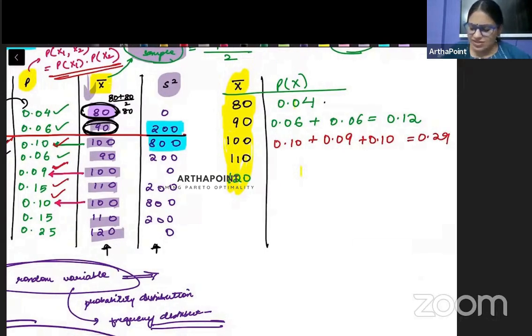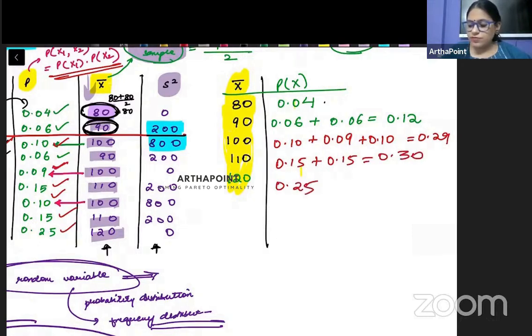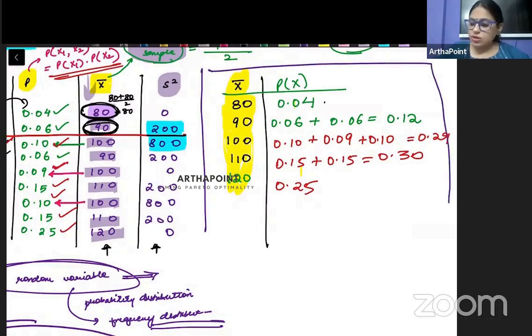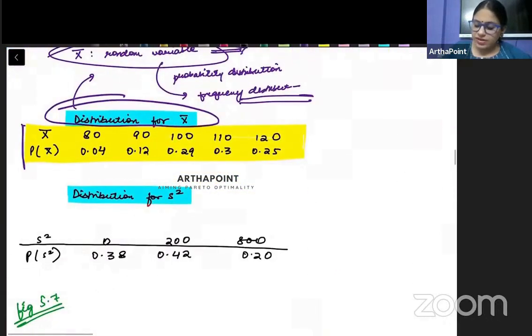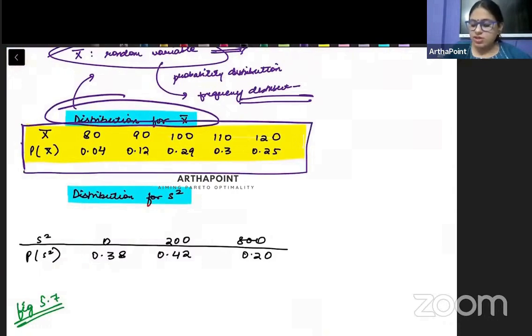For 110, it's the same. I see the same number twice. So multiplying or adding gives me the same answer, 0.30, and here I get 0.25. So better add than multiply because we see a difference in the probability in this case. So you have been able to create this probability distribution table now. So this is what is reflected here. ये आपका probability distribution of X बन गया.